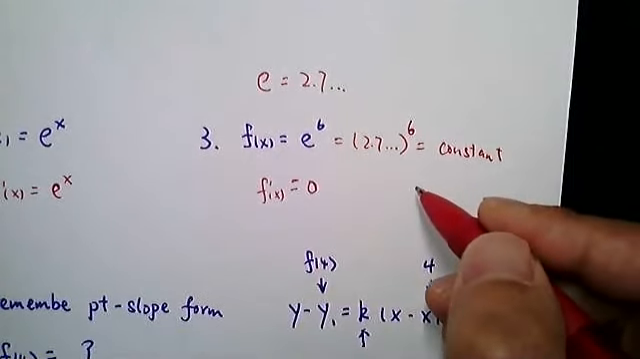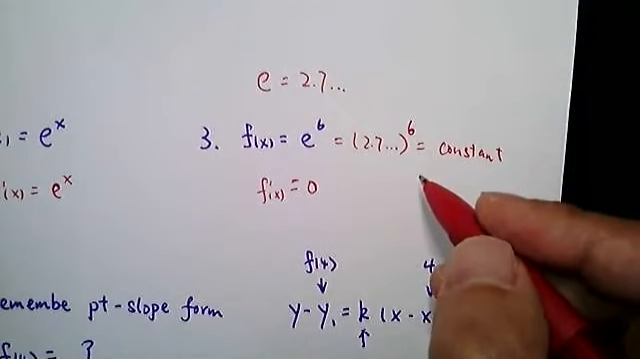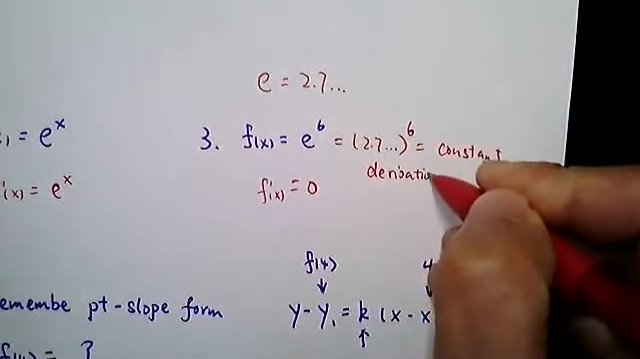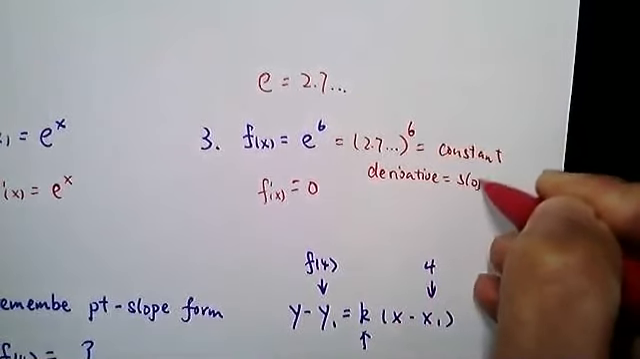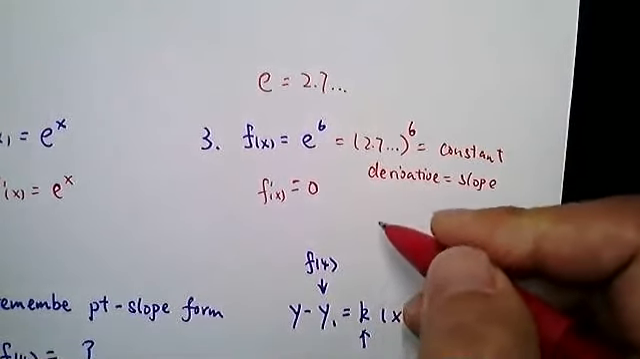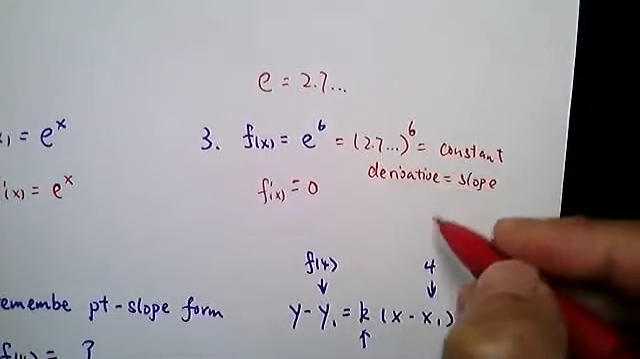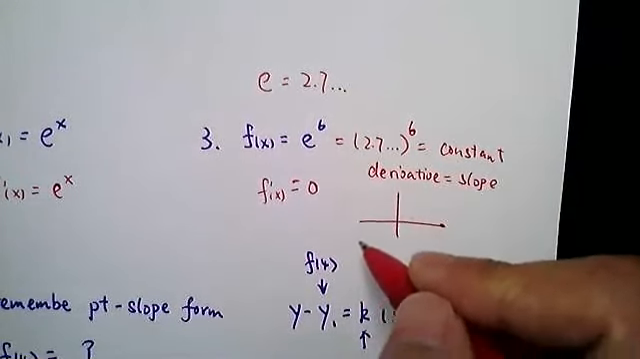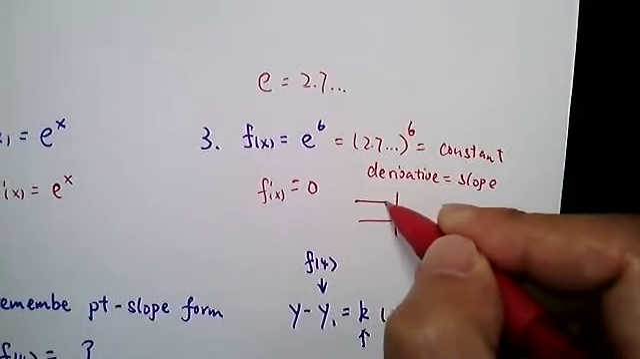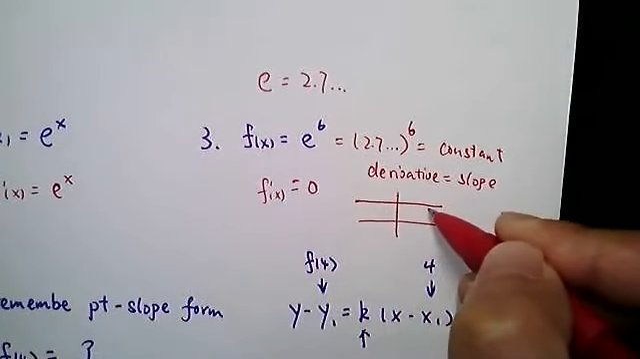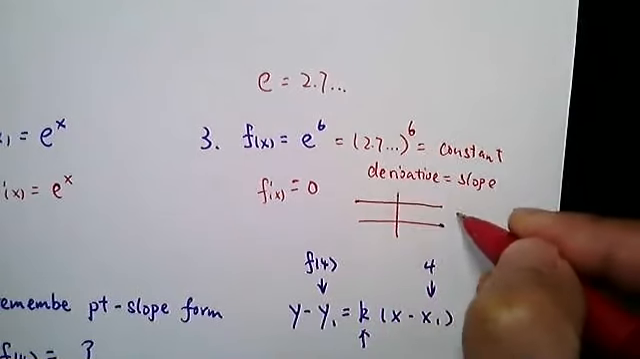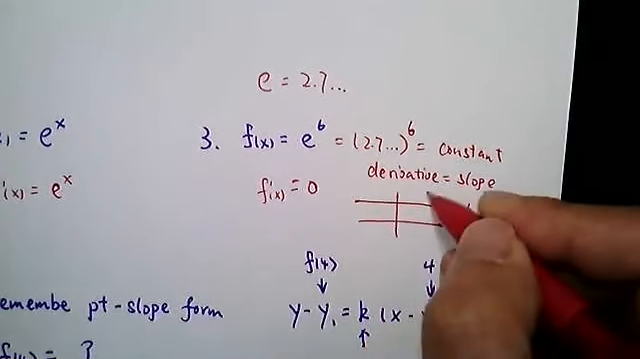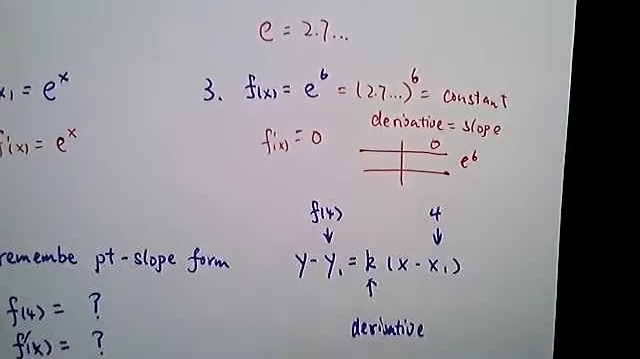Another way to think about it: when we think about the derivative, we mean the slope of the function, right? And think about the slope here. Imagine these are coordinates. The slope here is just the slope for this line. This line is where e to the 6 is. Obviously, the slope for this line is just 0, okay?